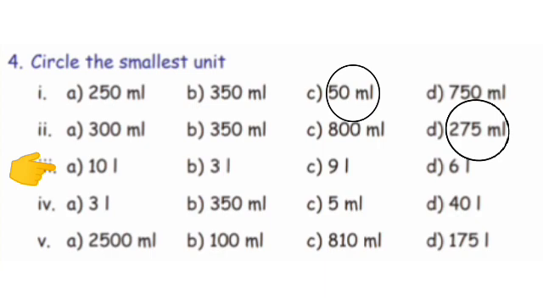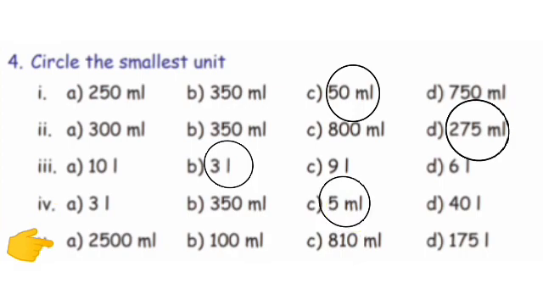Third one, 10 liter, 3 liter, 9 liter and 6 liter. Among these four, 3 liter is the smallest unit. So you have to circle B, 3 liter. Fourth one, 3 liter, 350 milliliter, 5 milliliter, 40 liter. Children, among these four, which one is the smallest unit? Yeah, very good. C, 5 milliliter is the smallest unit. So you have to circle 5 milliliter.